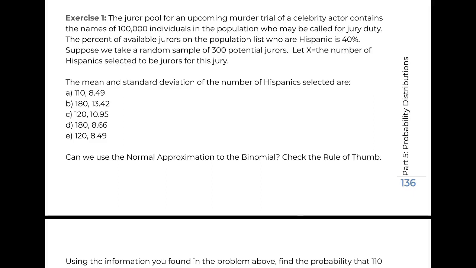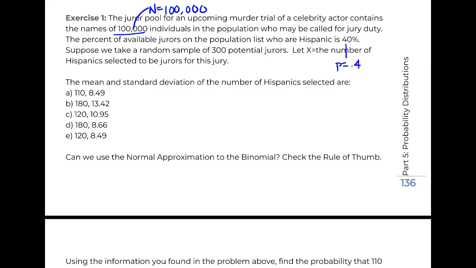If you read through this, it says we have a jury pool for an upcoming murder trial. We have the names of 100,000 individuals in the population. So if we wanted to translate this, this is our population size, which we can denote with a capital N. Typically it does not matter, but just so we have it. The percent of available jurors on the population list who are Hispanic is 40%. There's our P, our probability of success, or our real proportion.